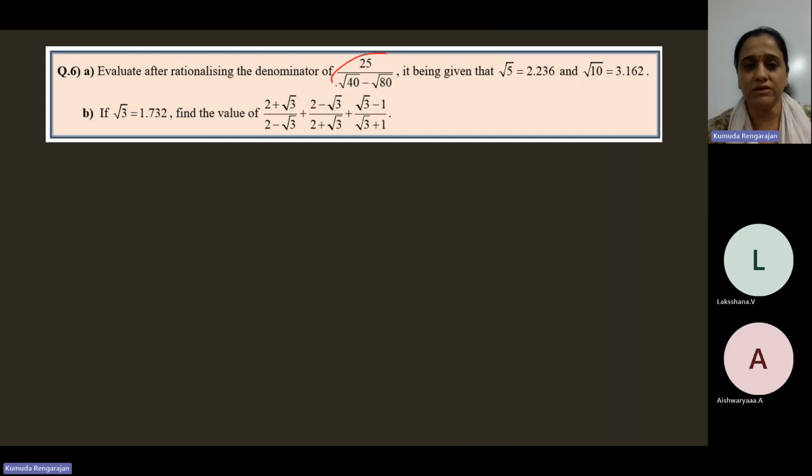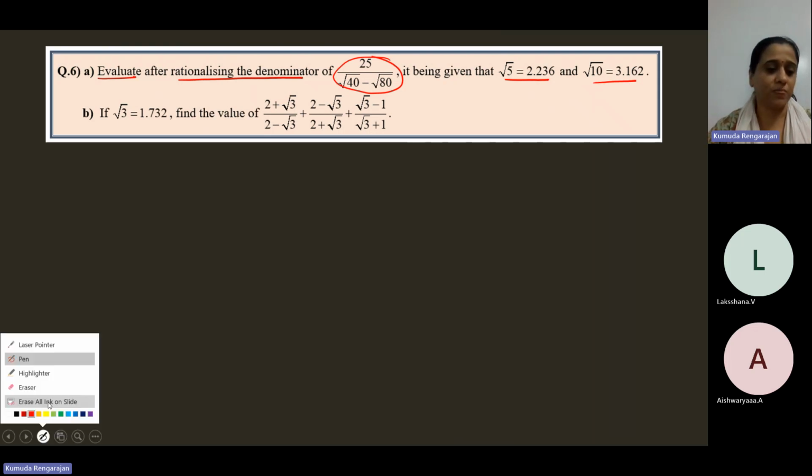So this is the number given. You need to rationalize the denominator and then find the value of this number. To find the value, you have been given the value of root 5 and root 10. So you have to first rationalize the denominator and then find the value. Evaluate, that is, find the value after rationalizing the denominator, given that root 5 is 2.236 and root 10 is 3.162.